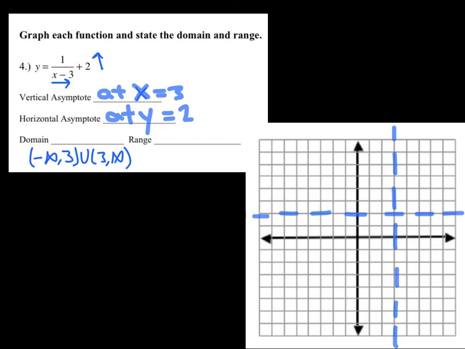And then my range from bottom to top is going to be every single value except my horizontal, which is 2. So negative to positive infinity, skip that value of 2. For these simple rational functions, that's how it's always going to be. So now I just need points.